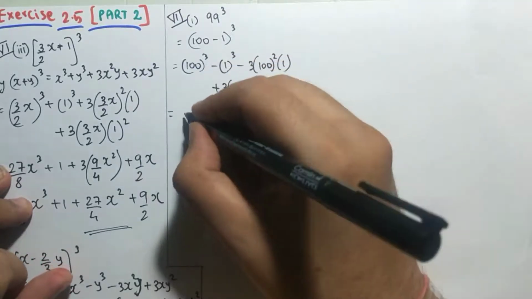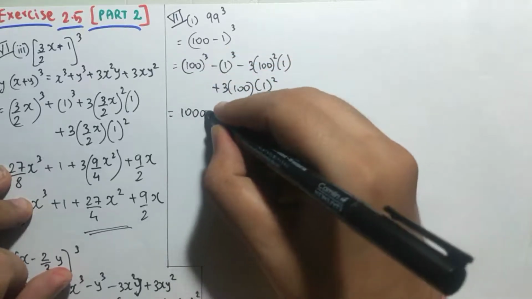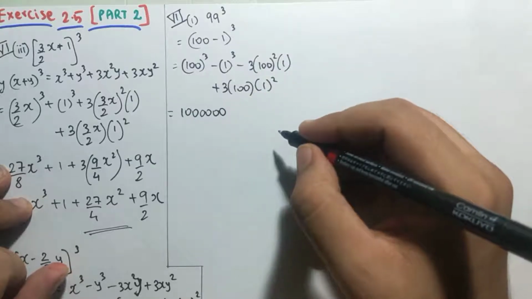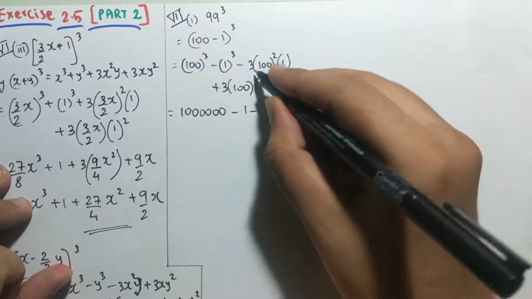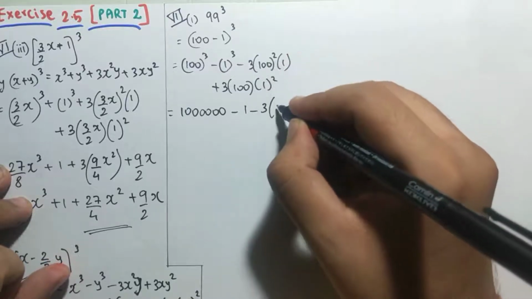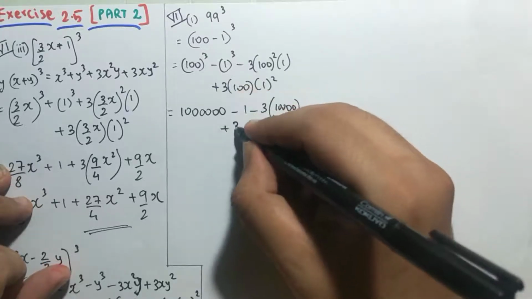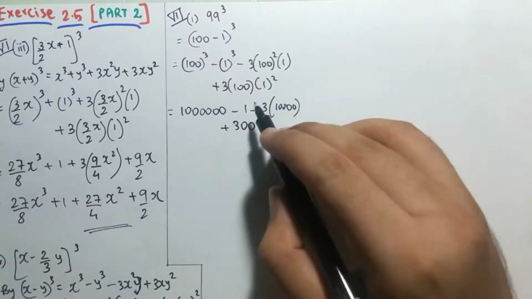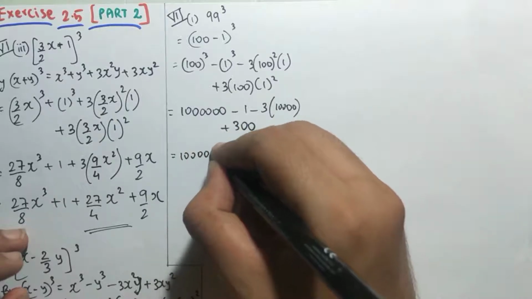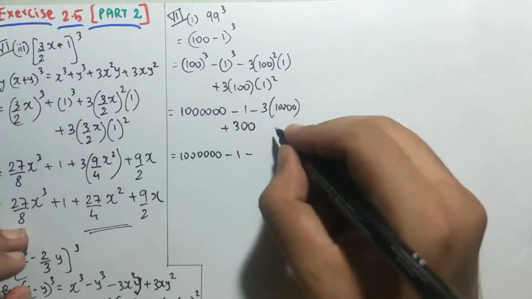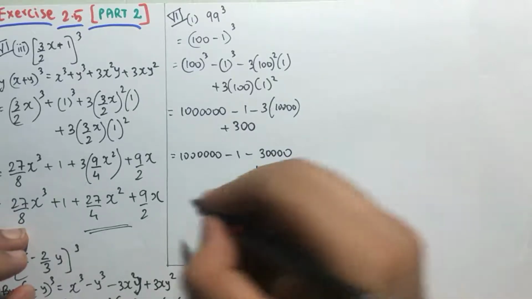This is 100 cube. There are 2 zeros in 100, so cubed, 6 zeros will come. That equals 10 lakhs, minus 1 cube, which is 1, minus 3 into 1, which is 3, and 100 square. 100 square is 10,000. Plus 300, because 1 square is nothing, that is 1 only. So this is 10 lakhs minus 1 minus 3 into 10,000, that is 30,000, plus 300.